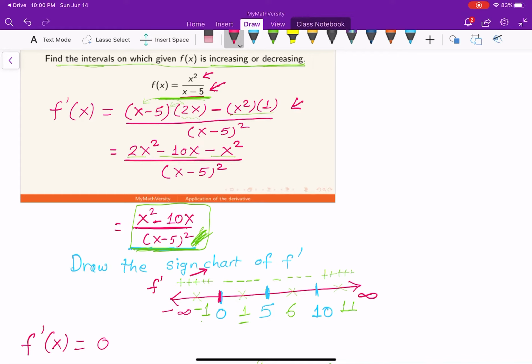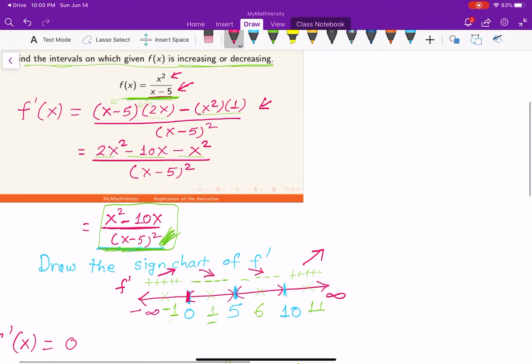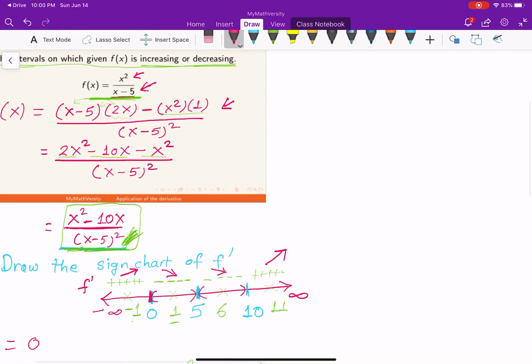In the same way, between 0 and 5, since f prime is negative, the function is decreasing, by the increasing/decreasing test. In the same way, from 5 to 10, the function is again decreasing, and from 10 to infinity, the function is increasing. This is how we can summarize the facts, and we'll write down here our conclusion using the increasing/decreasing test.